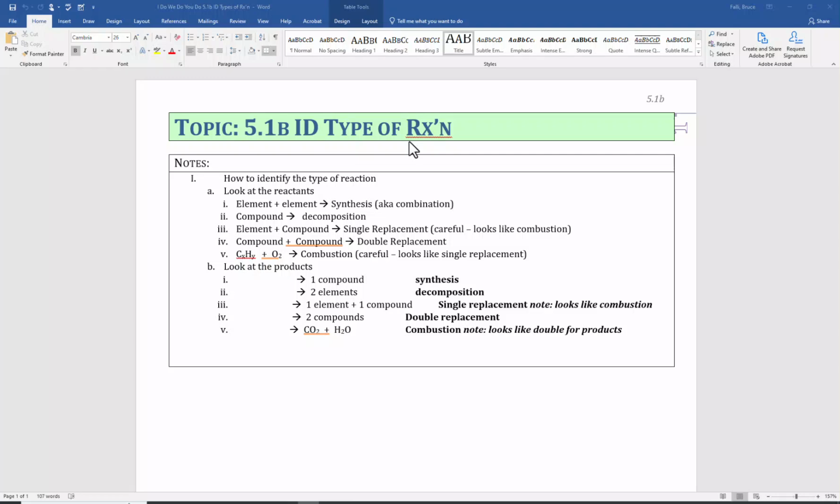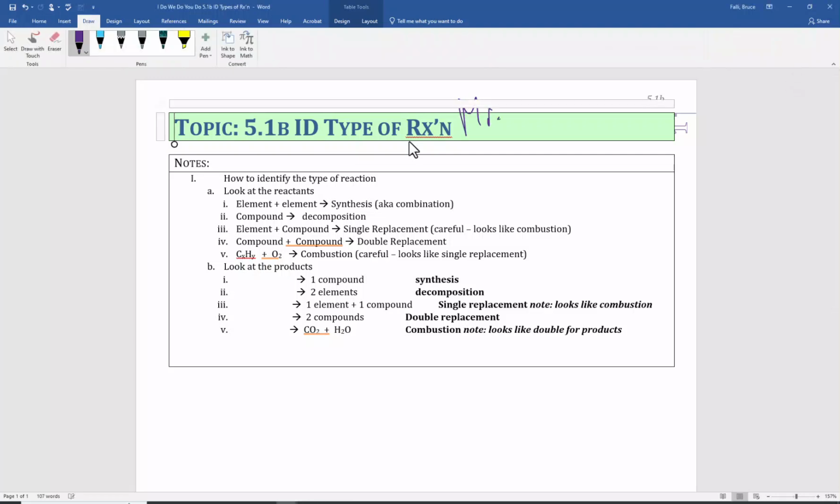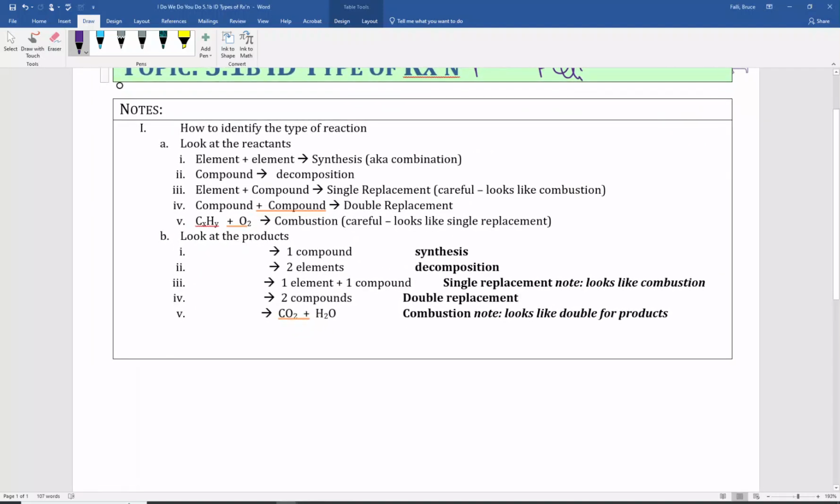And this might be one of the shortest of the short podcasts that we have, because all we have to do is identify what type of reaction we're looking at. So to identify a type of reaction, there's two ways you can look at it. One is to look at the reactants, okay?